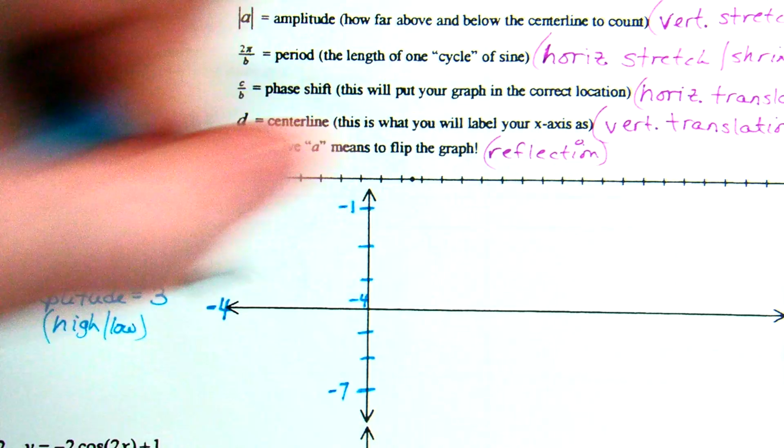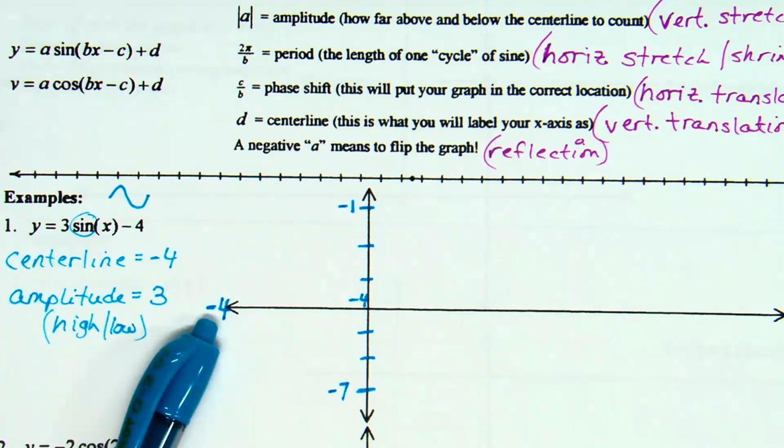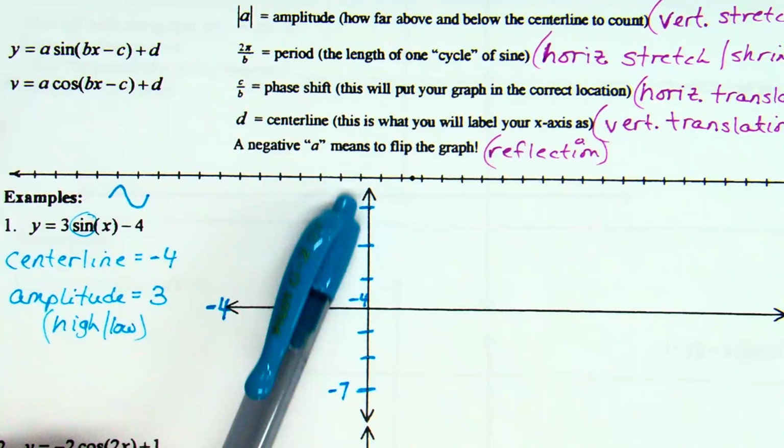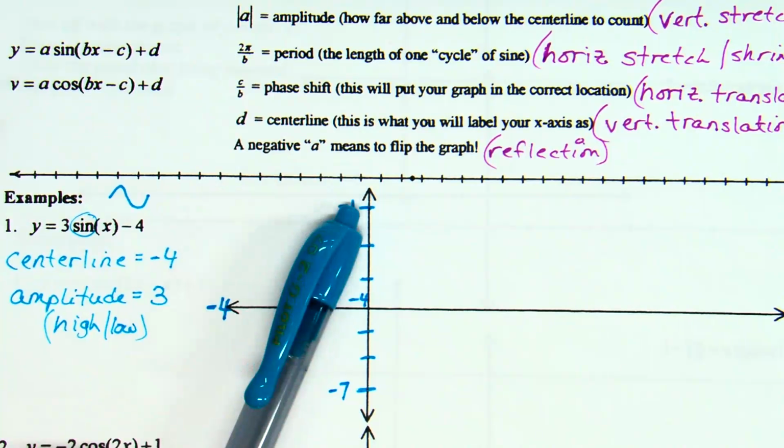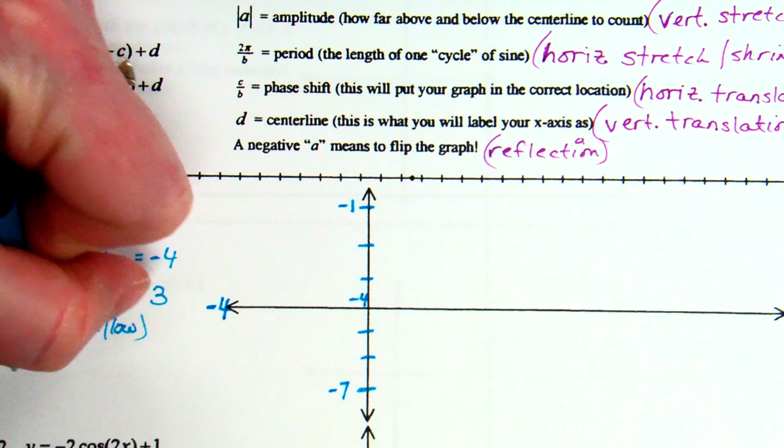These are some of the easy points to get on your graph, but I will be looking specifically for those labels. A center line of -4 can be labeled out here or labeled right there. And the fact that my graph goes as high as -1 in this case, because that is 3 up, and as low as -7, because that is 3 down. Okay, we've talked center line. We've talked amplitude. Another important thing we need to talk about is period.